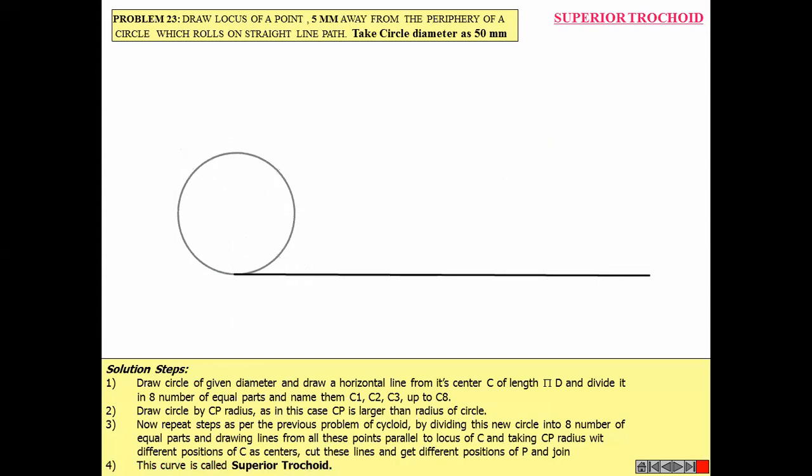Now we will solve this problem. You write down this problem statement. Okay, you can write also. It won't take much time. 1 minute it will take. Draw locus of a point five mm away from the periphery of a circle.